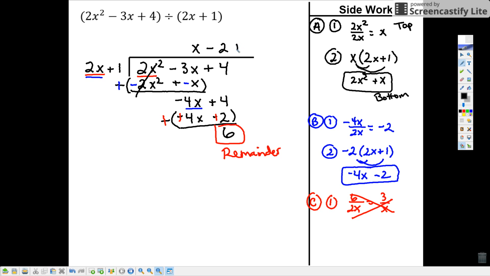The way we write remainders in our class is you take the remainder and put it on top of a fraction. You add it to your answer on top and divide it by whatever the divisor is. In this case, 2x plus 1. And then you circle everything that's on top there, and that would be your final answer.